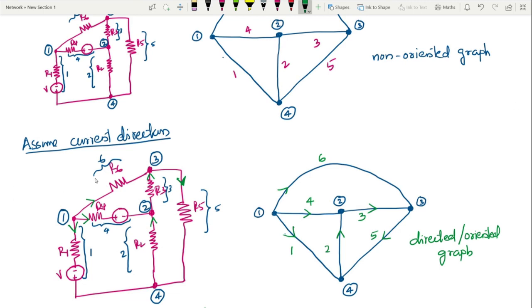Say each branch current is marked in this manner. Say current through branch 1, branch 4 and branch 6 is leaving away from node 1. Similarly, current through branch 2 is entering towards node 2, and so on. The same current direction is reflected or marked in this graph also. Then this graph becomes a directed or oriented graph. As this graph is oriented, we can proceed with the incidence matrix.